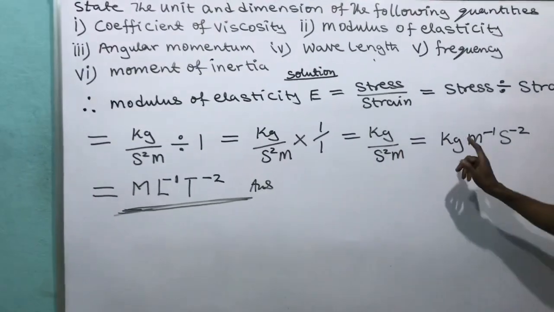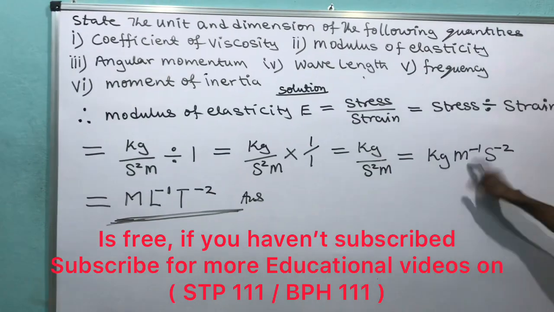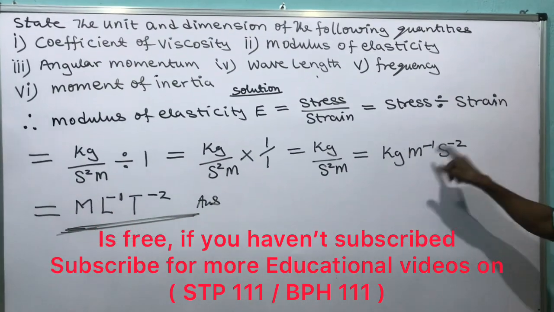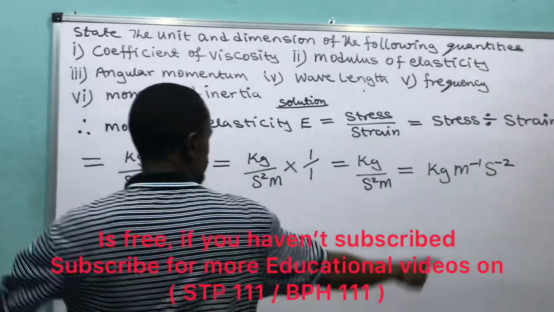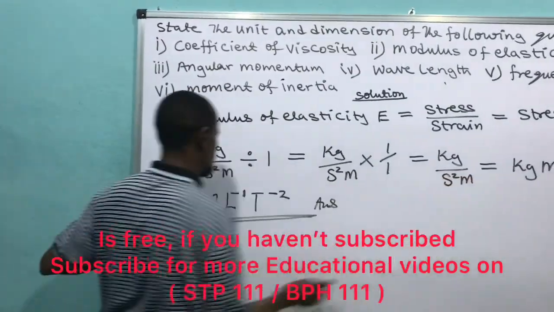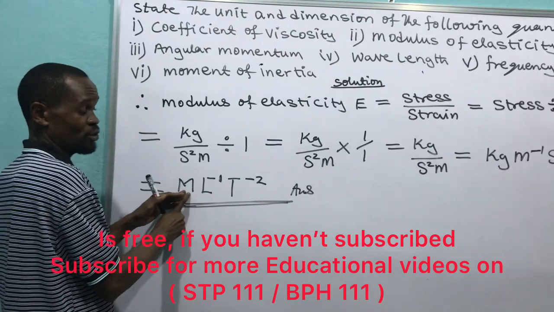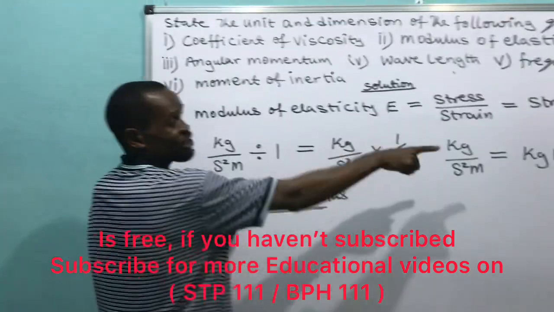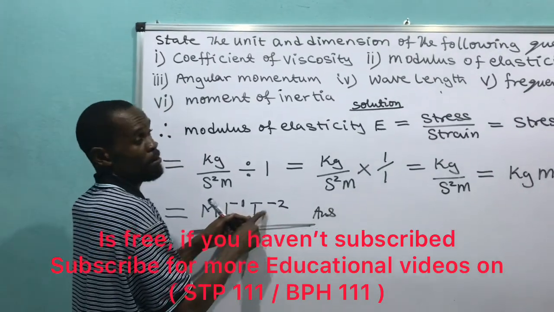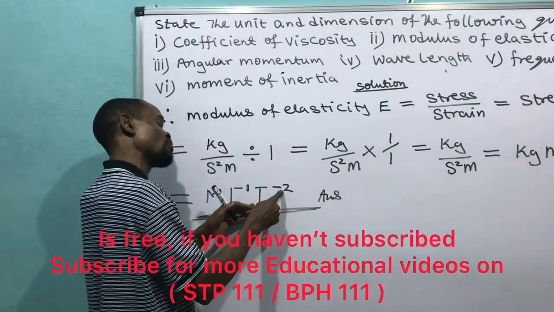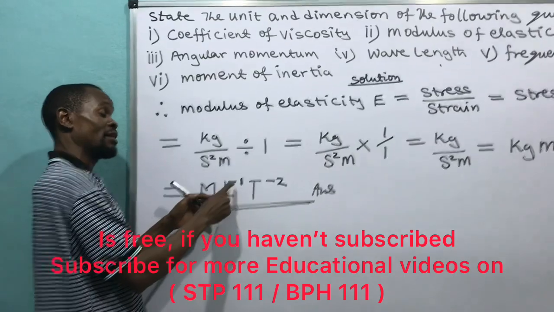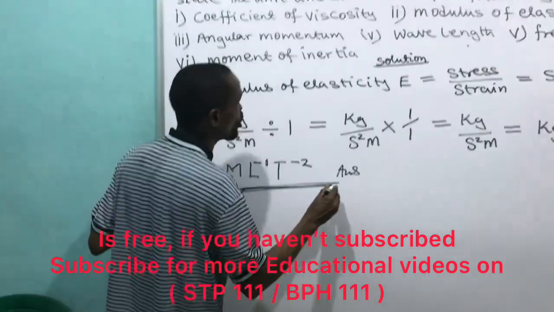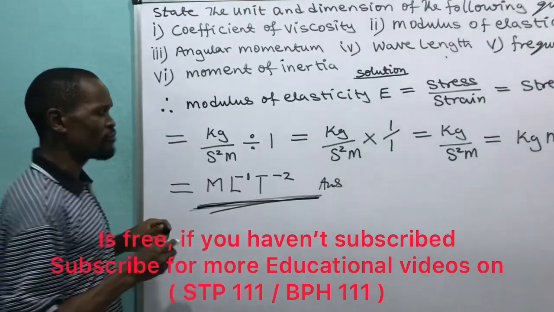Then this can be written as kilogram per meter per second square. Therefore, the dimension of kilogram, which is mass, is capital M. The dimension of length is capital L. The dimension of seconds is capital T raised to the power minus 2. This one is capital L raised to the power minus 1. And this is the dimension of Young modulus, that's the modulus of elasticity.